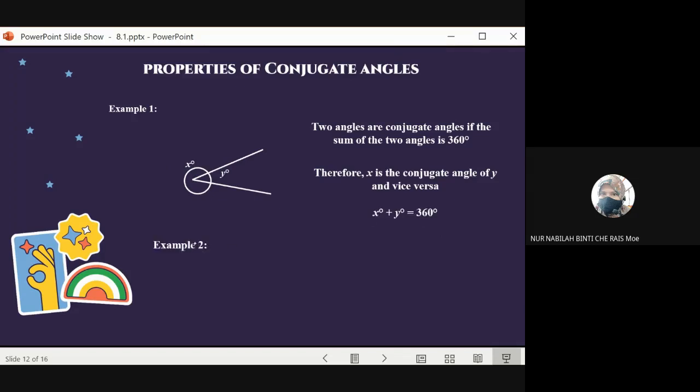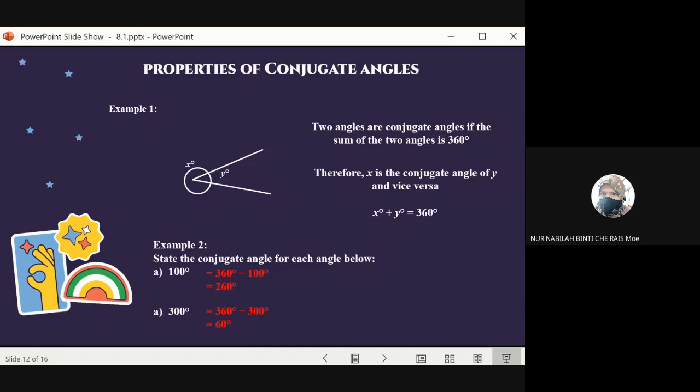For example, example 3. State the conjugate angle for each angle below. If 100, conjugate is 360 minus 100, so your answer is 260. If this one is 300, then it is 360 minus 300, so the conjugate angle of 300 equals 60 degrees. Okay, so you have three types of angle you have to know.